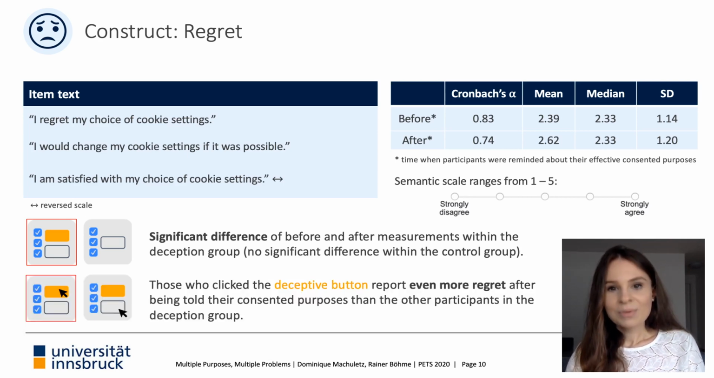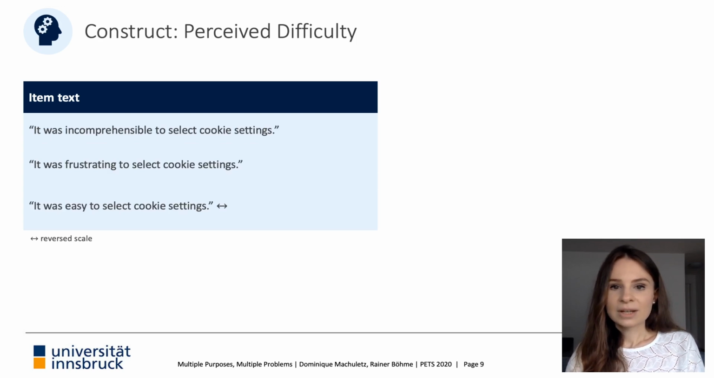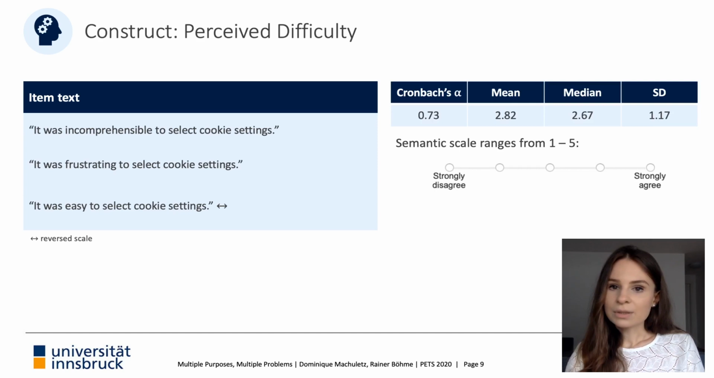In a second step, we specifically compared participants who clicked the default button with those who clicked the other button. And we find that those who click the yellow button report even more regret after being informed about their actual consented purposes. The third construct we measured in the questionnaire is the perceived difficulty of responding to the consent dialogue. Specifically, we asked users to state to which degree it was incomprehensible, frustrating, and easy to select cookie settings. We asked this to find out if users can deal with multiple purposes at a time.